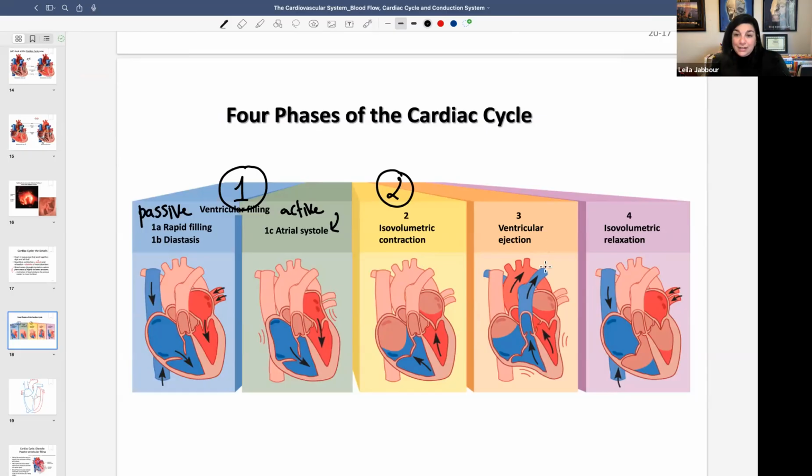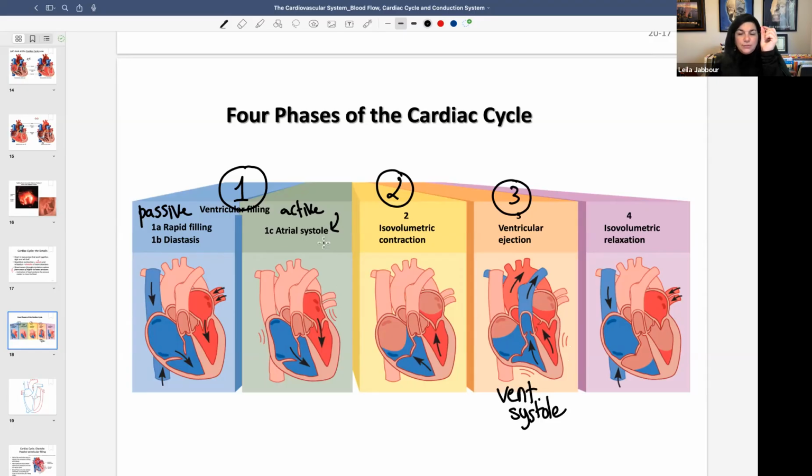Finally, when the pressure is high enough, as I mentioned earlier, we have ventricular ejection of the blood into the arteries. That's during ventricular systole. So this is ventricular systole.